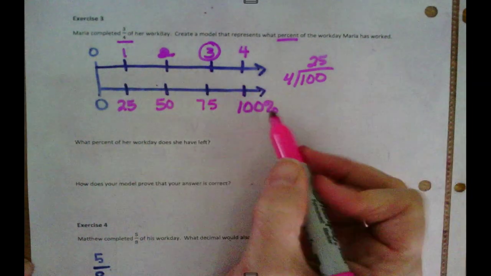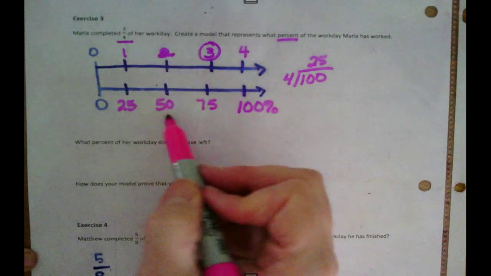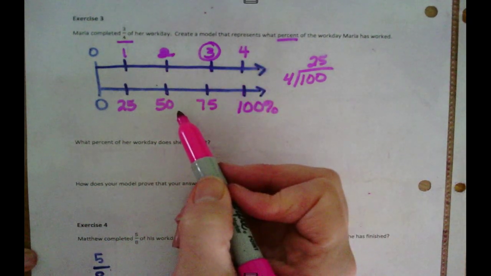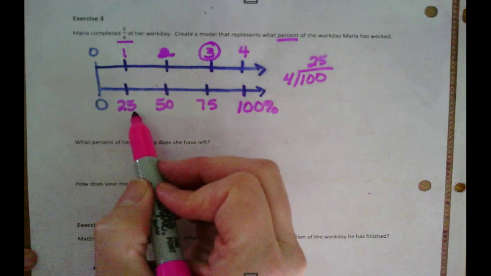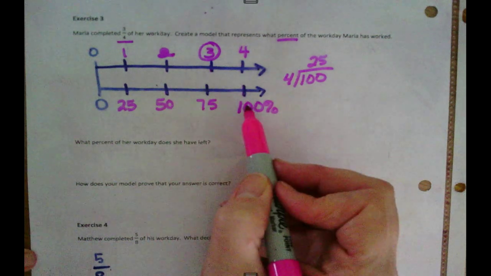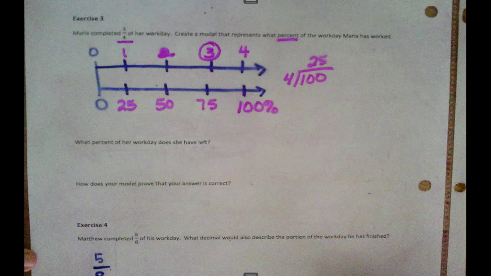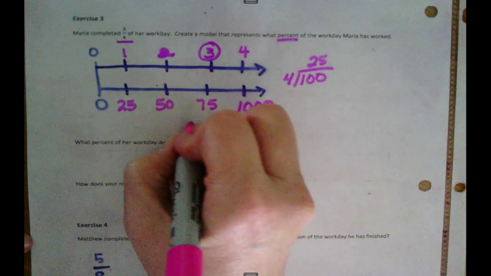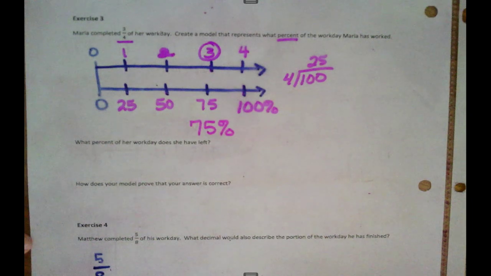Now, I could have also looked at this and said, okay, this is 100. 2 out of 4, half of 100 is 50. And then divided my 50 in half again to get 25. And found that halfway between 50 and 100 is 75. Either of those ways of labeling it will work. And I end up with 3/4 being equal to 75%.